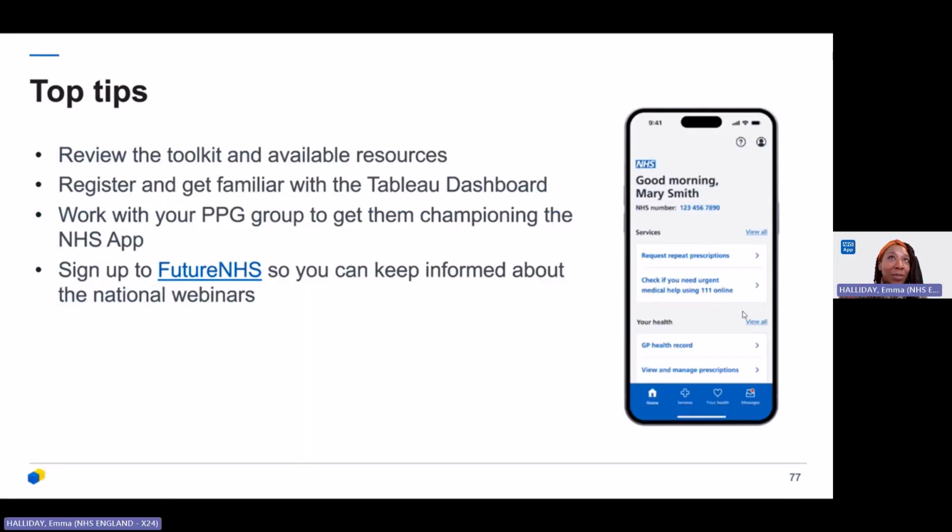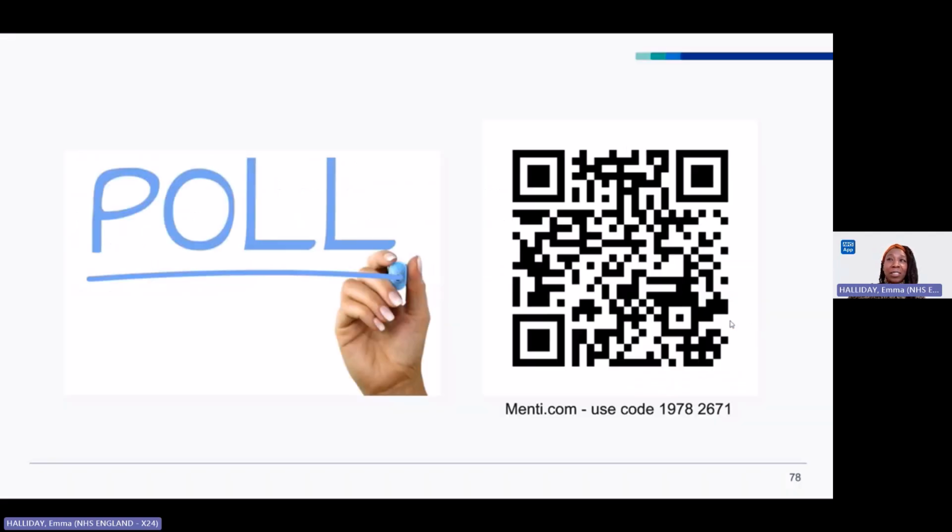So some top tips: review the toolkit and available resources, get yourself familiar with the Tableau dashboard, work with your PPG group if you've got them, champion the app, and then sign up to our Future NHS page so you can find out about NHS national webinars.